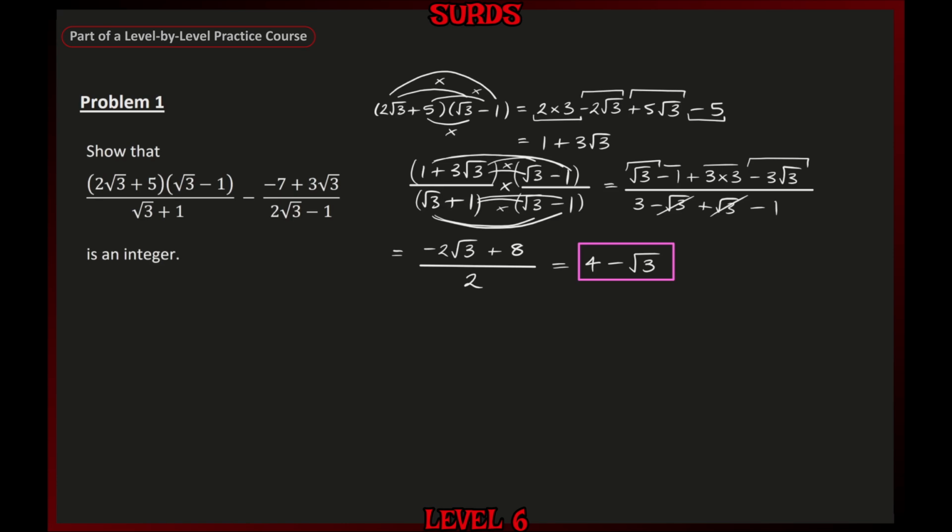Now that we've simplified the first fraction, we can move on to the second one. Now looking at the second fraction, the numerator can't be simplified at the moment, so we can just go straight into rationalising.